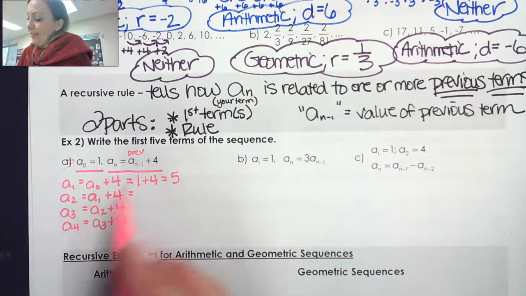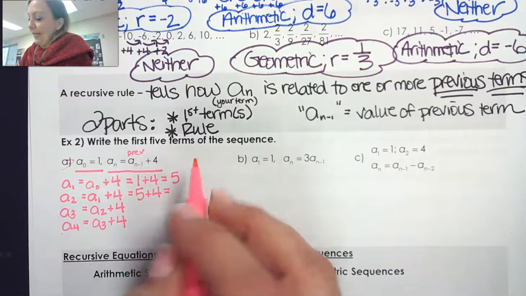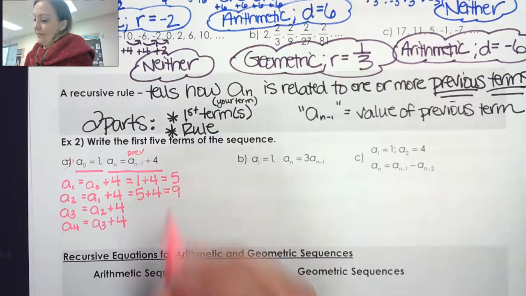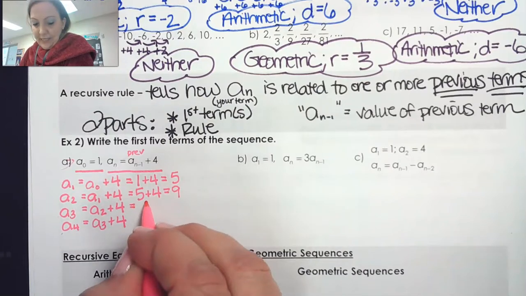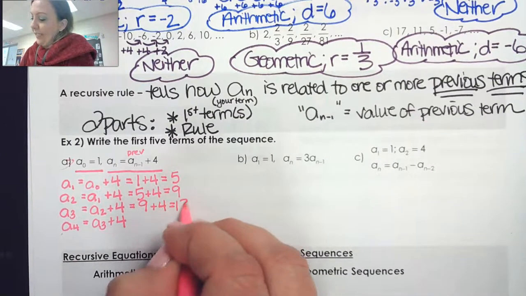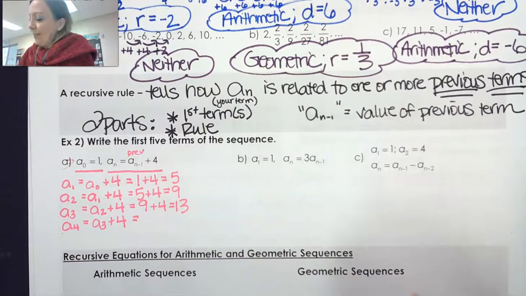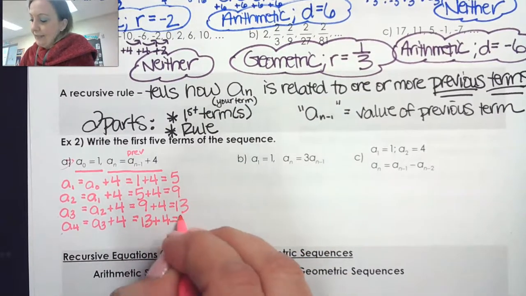A sub 1 is 5. I'm going to add 4, so I get 9. Now I know A sub 2, which is 9. I'm going to add 4 to get 13. I know A sub 3, that's 13. I'm going to add 4 to get 17.